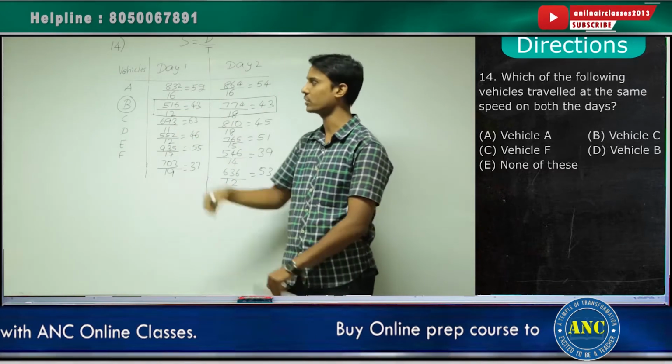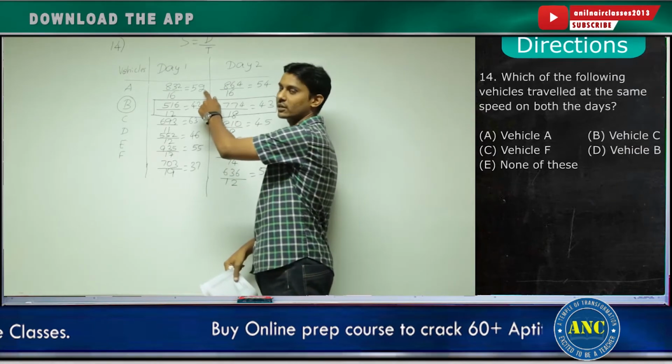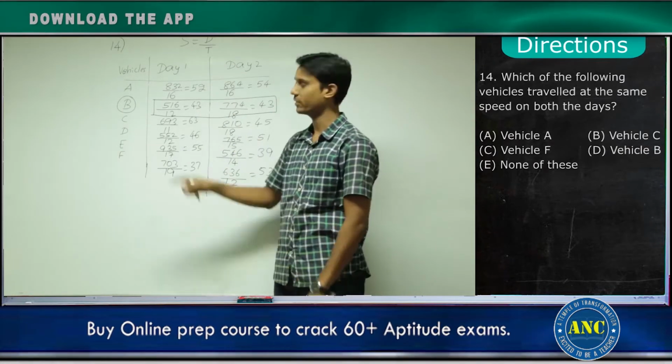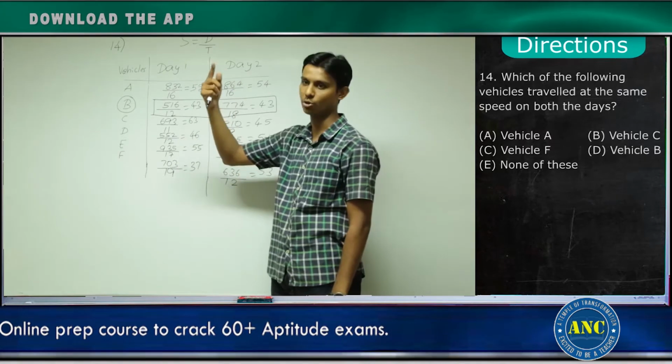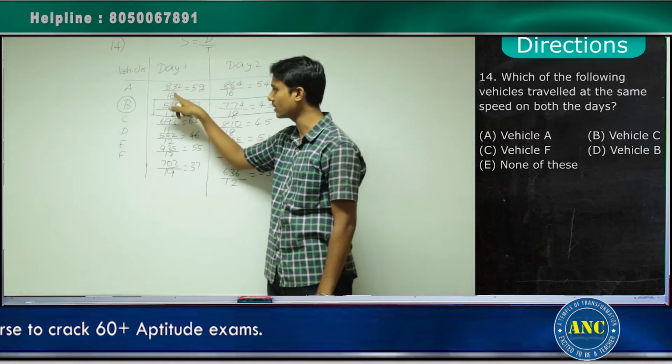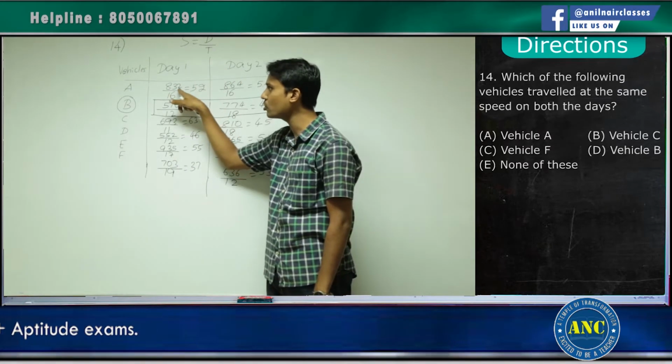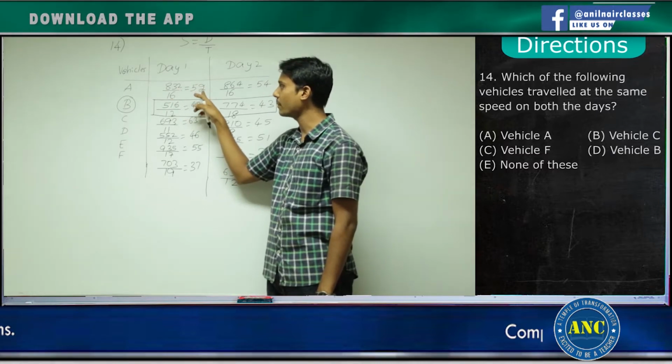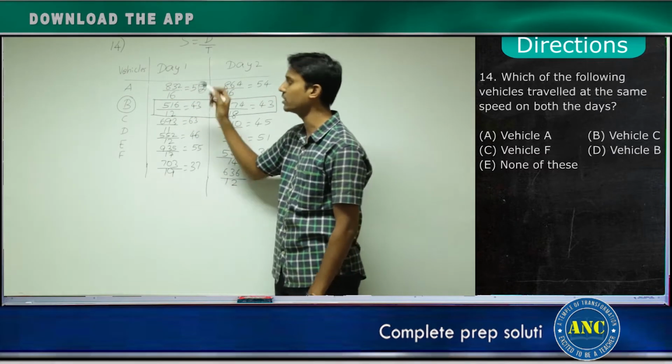6 into some number should give you 2. What should be the unit digit of that number? 6 into 2 is 12. The unit digit of 12 is 2. That means 6 into some number should give you unit digit 2, which means that number's unit digit should be 2.